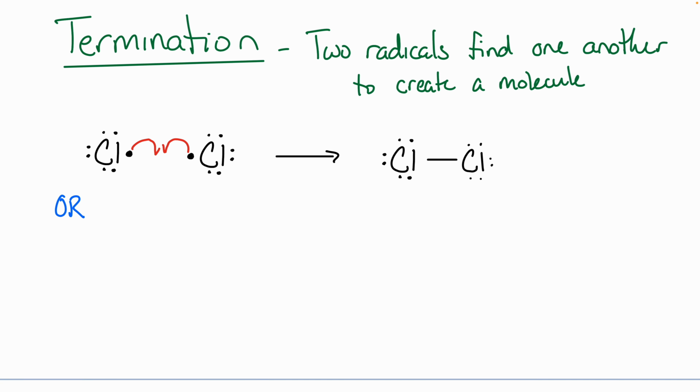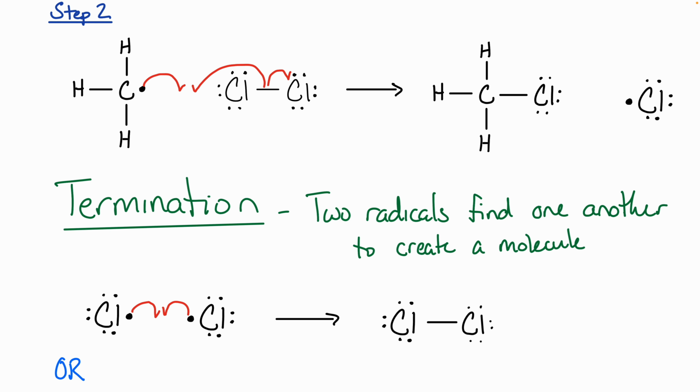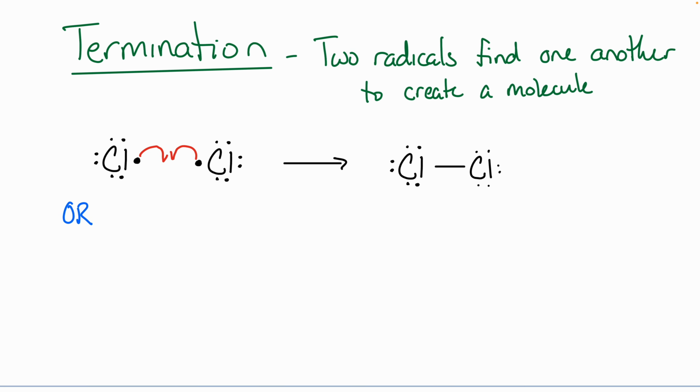All right, or maybe it's our carbon radical that finds a chlorine radical. But the bottom line is two radicals will react with one another, and we don't create any new radicals here, so that has the effect of stopping that reaction.